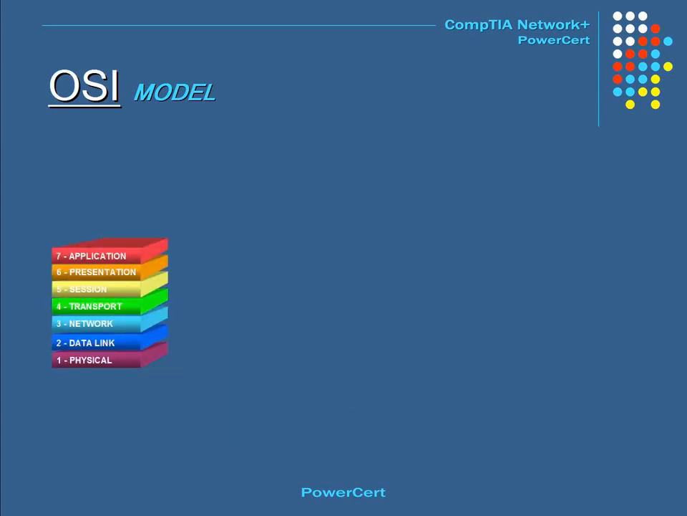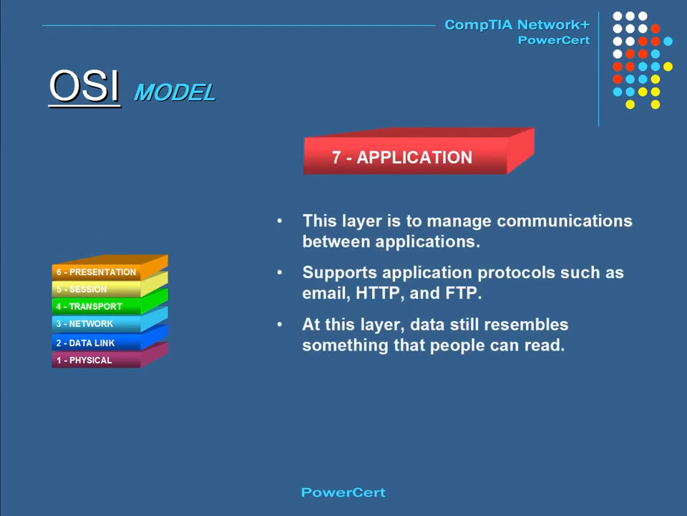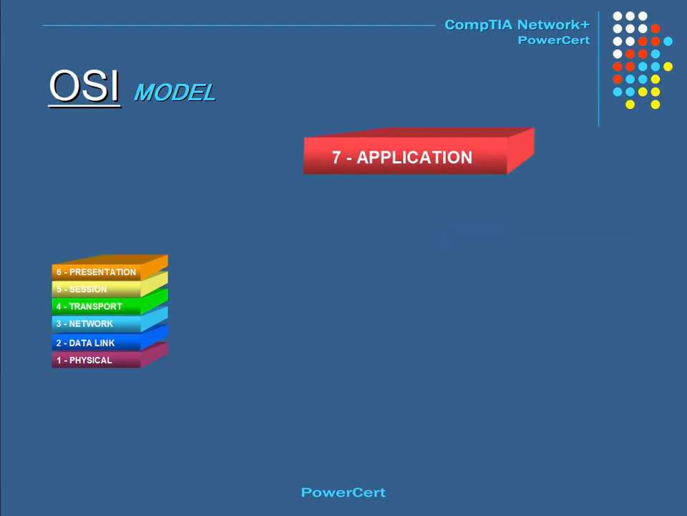The top layer of the OSI model is the application layer. This layer, as you might have guessed, deals with applications. The purpose of this layer is to manage communications between applications. It supports application protocols such as email, HTTP, and FTP. At this layer, data still resembles something that you can actually read.